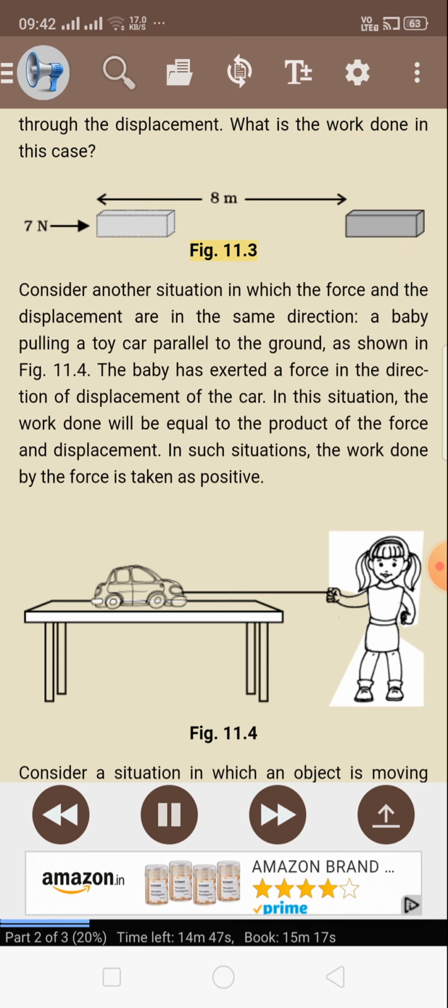Figure 11.3. Consider another situation in which the force and the displacement are in the same direction, a baby pulling a toy car parallel to the ground, as shown in figure 11.4. The baby has exerted a force in the direction of displacement of the car. In this situation, the work done will be equal to the product of the force and displacement. In such situations, the work done by the force is taken as positive.